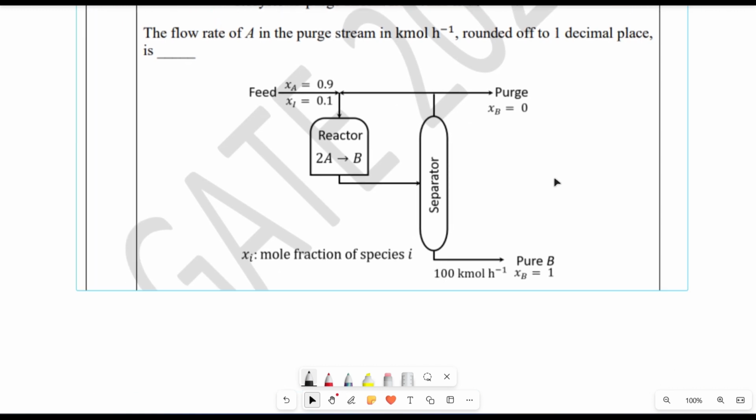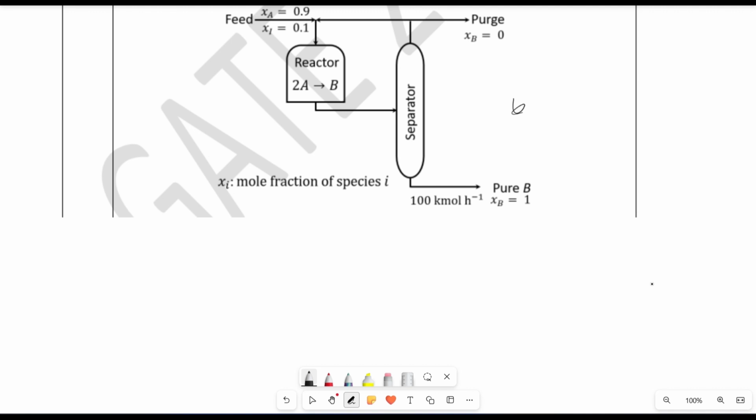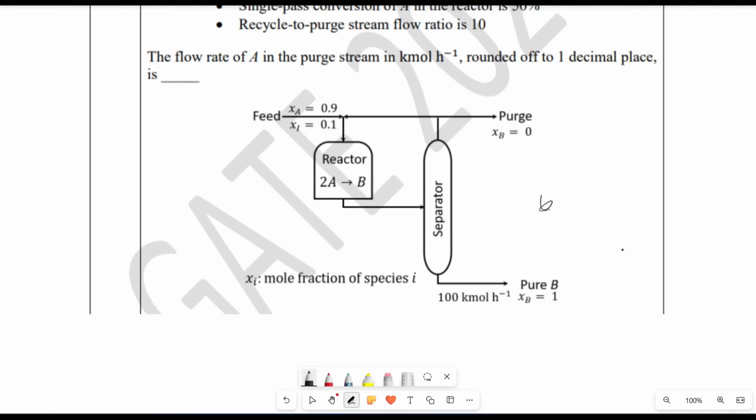So let me draw this diagram. I will use the notation that this is the recycle flow rate R, this is the purge flow rate P, and these are the concentrations. Product flow rate FB is equal to 100 kilomole per hour. It is also given that recycle to purge is 10, so R is equal to 10P. This equation we will use.